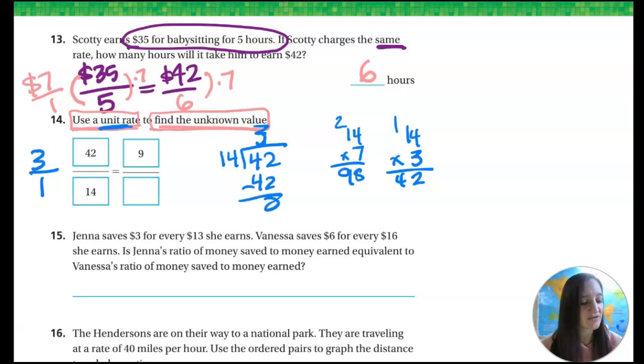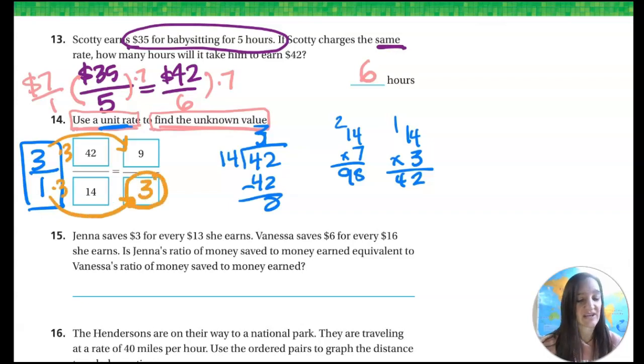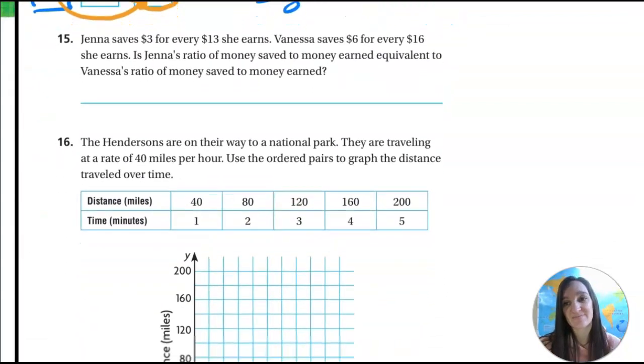So this is the unit rate, so that gets you 1 point. Now, can you use that to find the unknown value? Oh, most definitely, because 3 to 9 is 3 times bigger. So the correct answer is 3. So I need to see both of those in order for you to get the full points.